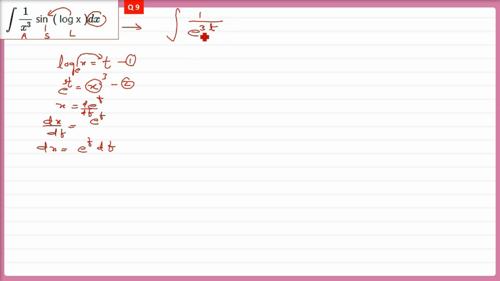Now what is the benefit? You might be asking why t equals log x you have put in. You'll see 1 by e raised 3t sine. Now log x you can write just t. And in place of dx we are going to write e raised t dt. So I'm replacing this here now. E raised t dt. So e raised t is there. E raised 3t is in the denominator.